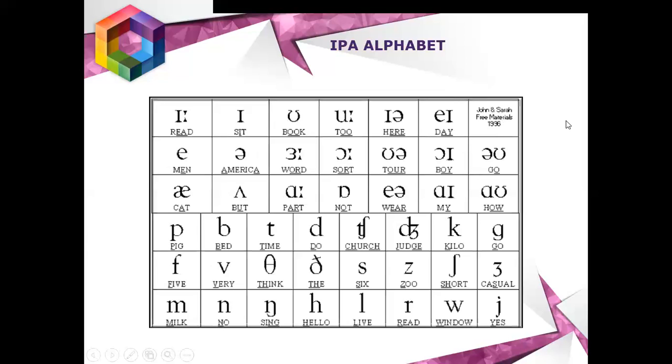Then we have the diphthongs, that is the combination of two vowel sounds. So we have here, remember that this is a schwa, so the sound is very short. Then we have they, we have tor, this is the same schwa, so the sound is very short. We have boy, we have go, we have where, my, how, okay?